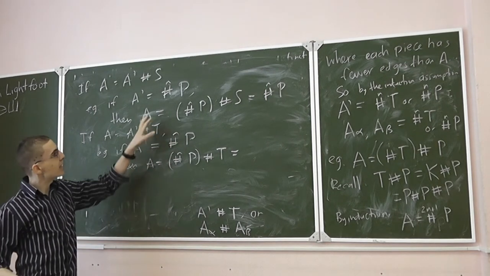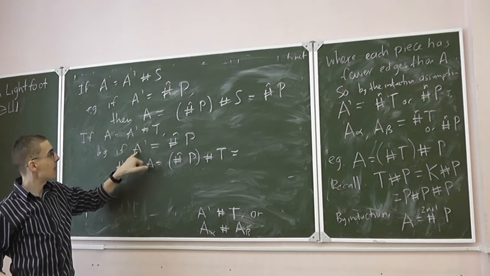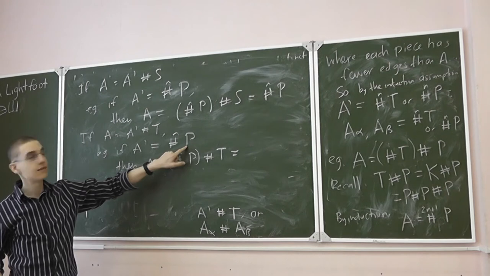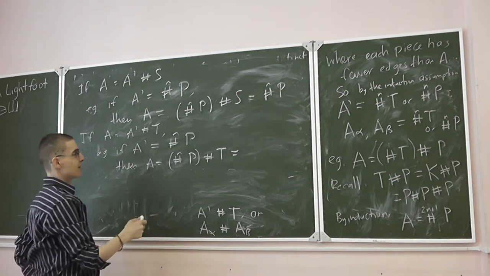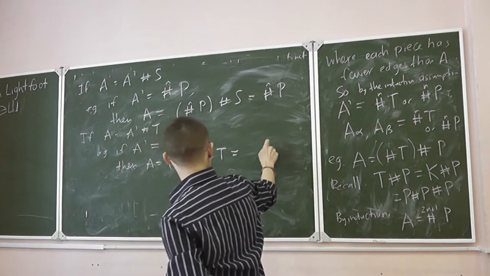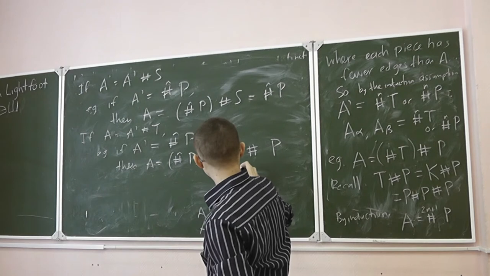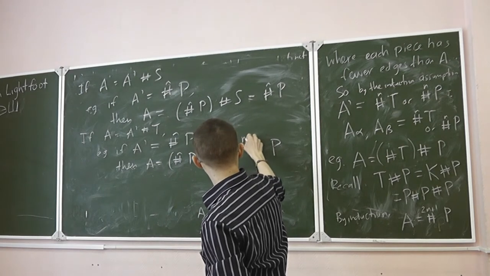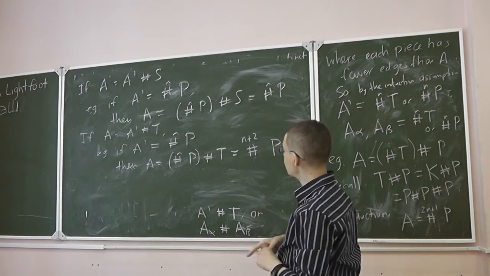Yeah. And by the way, in these examples, I've been looking at the more complicated example, right? Because if A prime is a connect sum of tori, then we're good. Can you say that one more time? How many projective planes do you think we get? N plus two. Is it true for n equal to one?